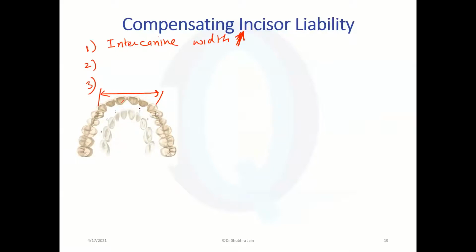The second is a labial eruption of the incisors. The incisors erupt labially, so there is a wider arch. So there is a slight labial eruption of the incisors. The third compensating mechanism is the interdental spaces. These are the physiological spaces that we heard about in the starting. So these interdental spaces are the third compensating mechanism.